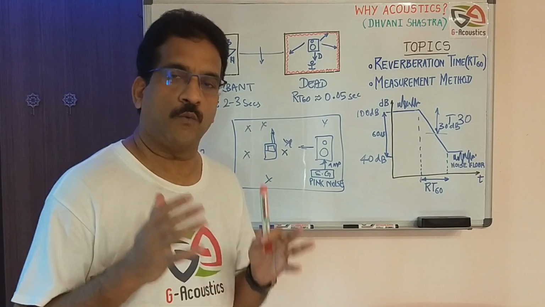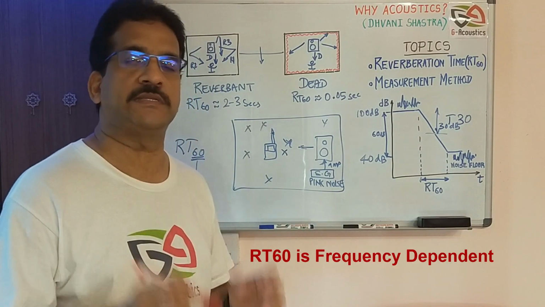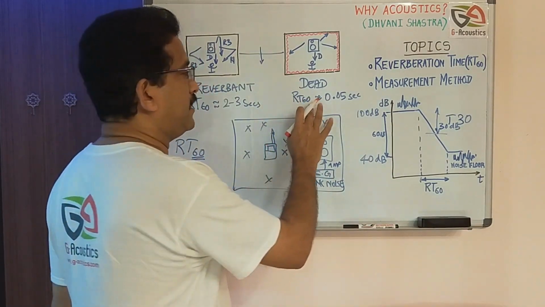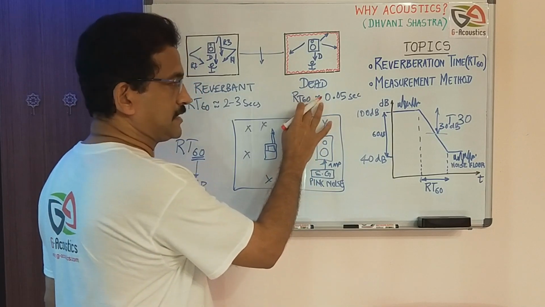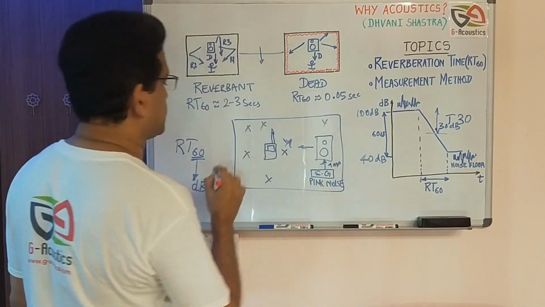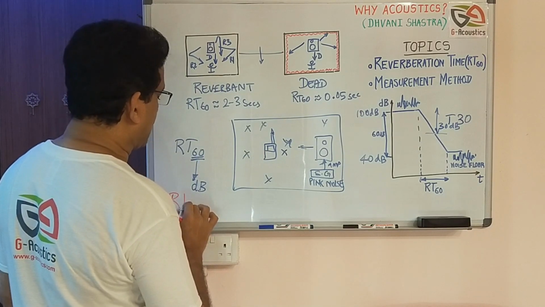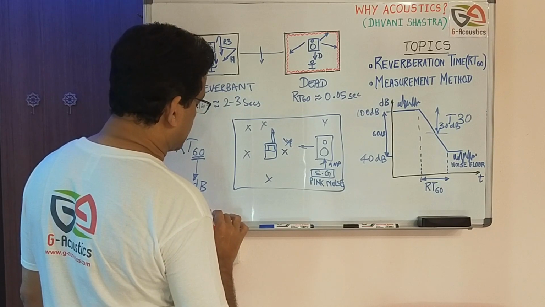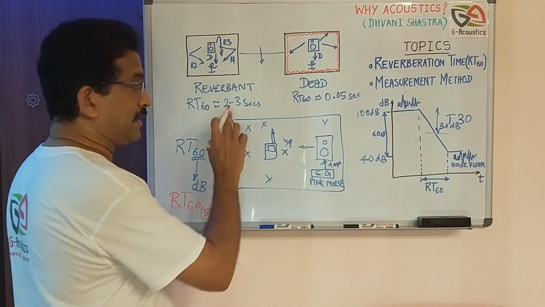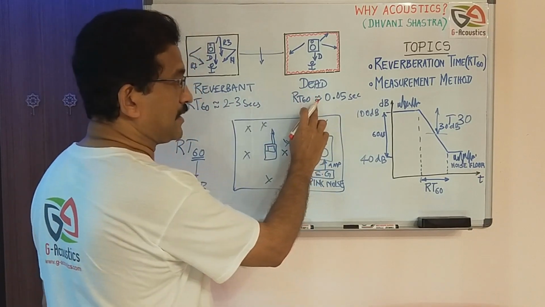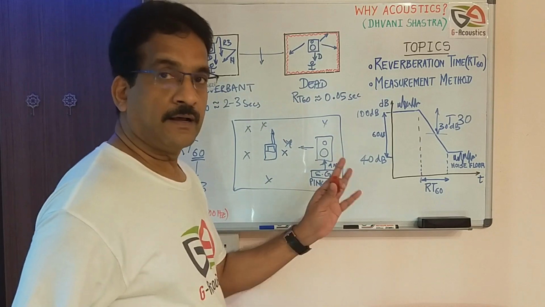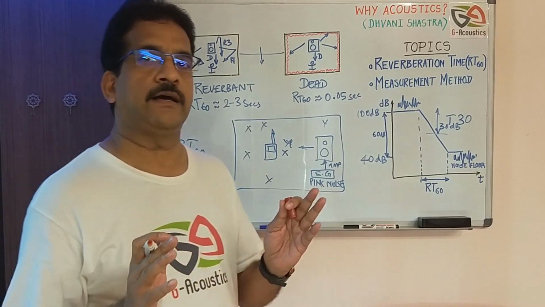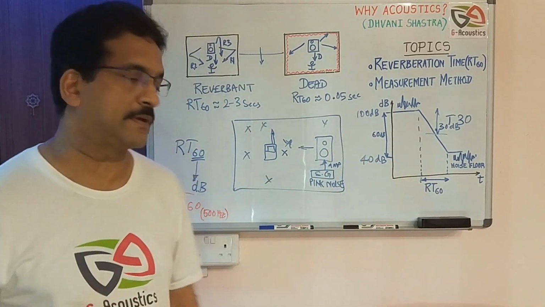One important thing we should remember is that RT60 is frequency dependent. When RT60 does not have any suffix apart from the 60, that means this RT60 is measured at 500 hertz. So when there is no frequency mentioned, these values are measured at 500 hertz. When I say frequency dependent, RT60 is measured at different sets of frequencies.